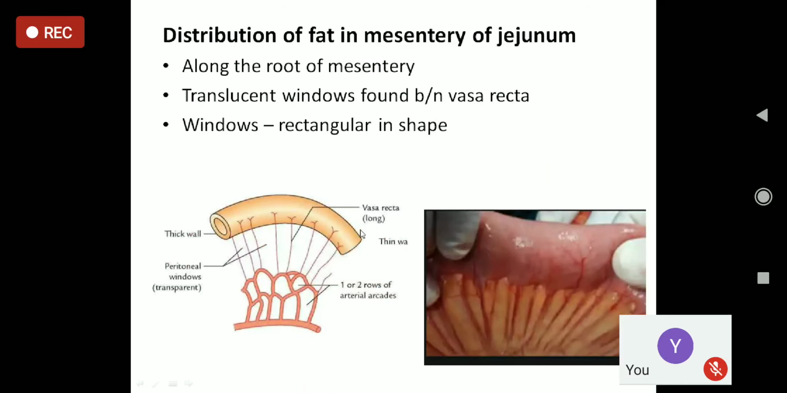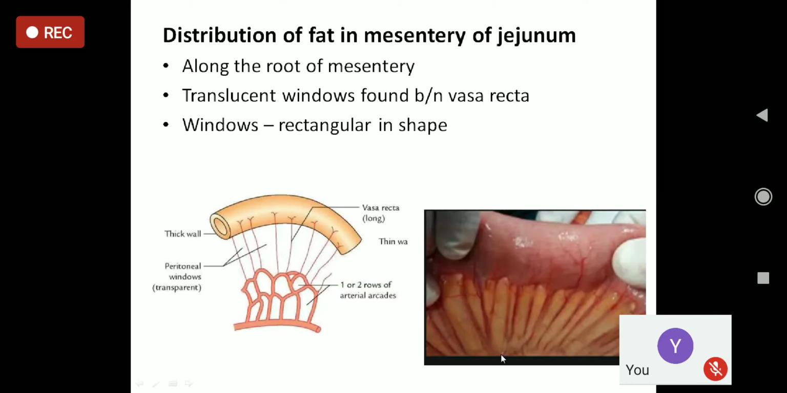Now coming to another important point, that is the distribution of fat within the mesentery of the jejunum. As you all know, this is the jejunum here, and this is the mesentery here. In case of jejunum, the distribution of fat is along the root of the mesentery. So this is the free part of the mesentery, and here you have the attached part of the mesentery. The attached part is known as the root of the mesentery. In case of jejunum, the fat is distributed along the root, along this side. On this side of the mesentery, you find more fat.